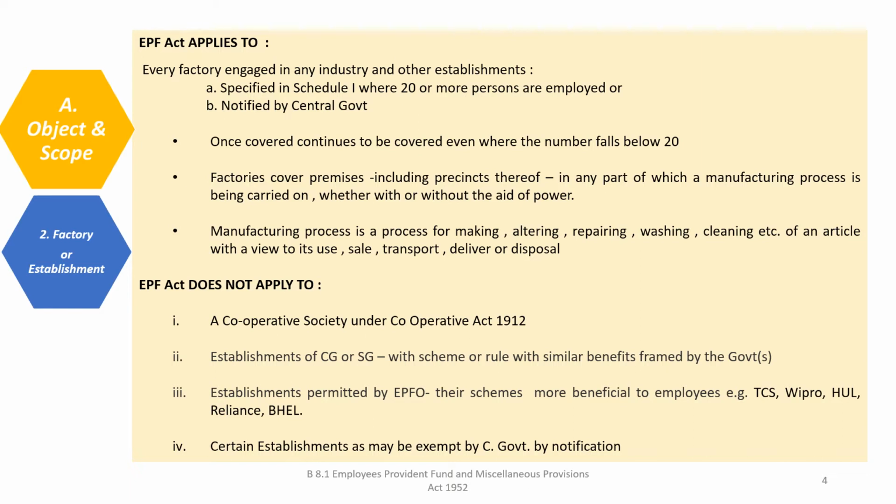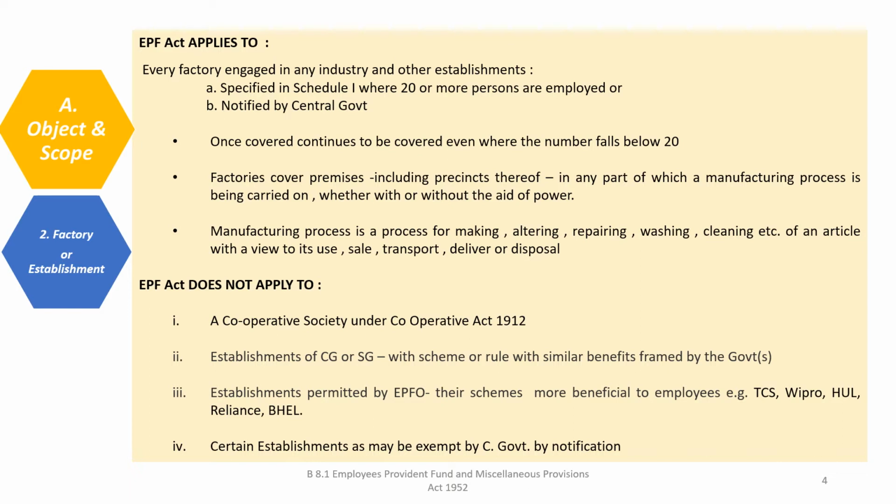If the number of persons goes down below 20 after it has attracted the Act, it doesn't make any difference. The logic is once covered, continues to be covered, even when the number has fallen below 20. The definition of the factory, as including premises and precincts thereof wherein a manufacturing process is being carried on, and what is the meaning of a manufacturing process, remain the same as defined in the Factories Act.